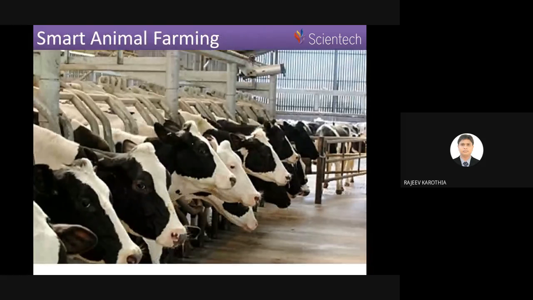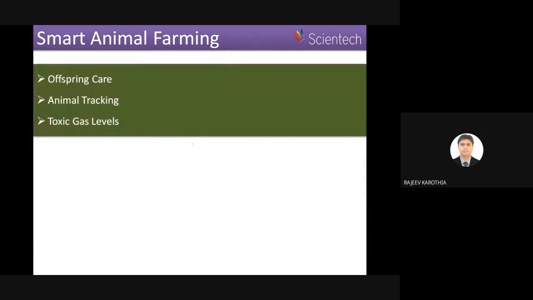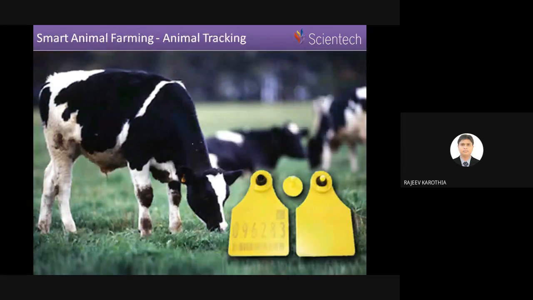And if we are talking about smart animal farming, in short livestock monitoring, in that you have offspring caring, animal tracking, and toxic gas level, which is an important thing to measure because it will have a great impact on the animals. By using RFID tags, you can track your animals, so you can manage your livestock. You can do livestock monitoring by using these RFID tracking devices.